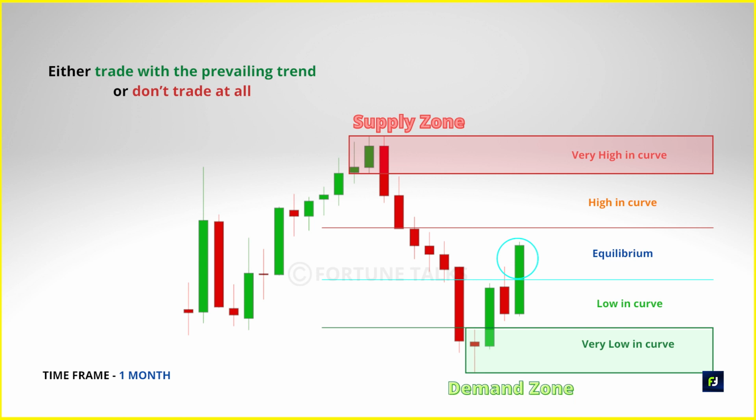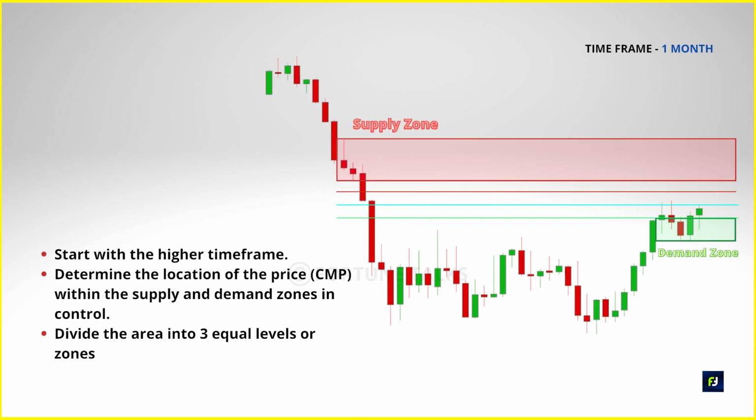Now let's put everything together and see how we can identify the supply and demand curves and plan our trade accordingly. So the first thing we do is to begin with the larger time frame to determine the location of the current market price within the supply and demand zones in control. This will actually give us the framework to look for trading opportunities. Once we have identified the supply and demand zones in control, you can use the Fibonacci tool to divide the area into 3 equal levels or zones as shown in the monthly chart.